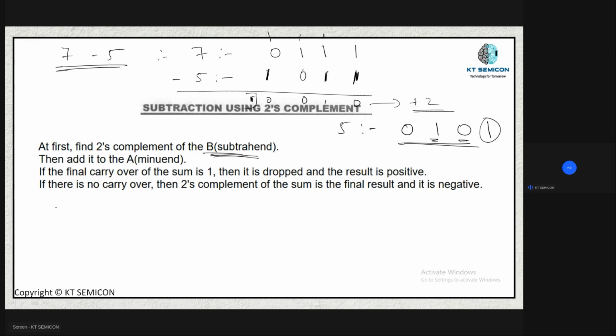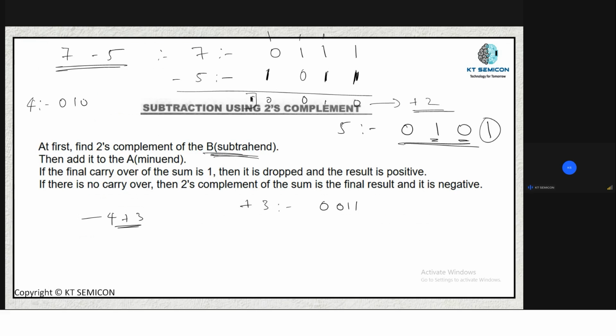Now, let's say I want to perform the subtraction minus 4 plus 3 using the 2's complement form of subtraction. The positive number is represented as it is, without applying any complement. So this plus 3 is written as 0, 0, 1, 1. And coming to this minus 4, I need to apply the 2's complement on this 4. So how do we apply the 2's complement on this 4? First, we write this 4 as it is, that is 0, 1, 0, 0.